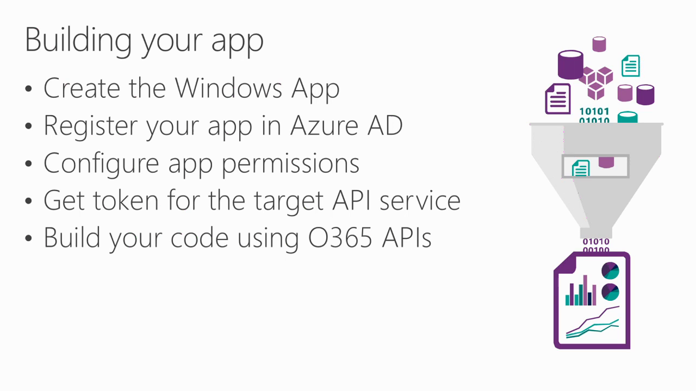So what does it take to build such an app? Well, we first need a Windows app, right? And then we need to tell Azure AD that I'm going to build an app. So that's the next step. Once you have done that, you can tell Azure AD what are the resources that you need access for this app. So it could be calendar, contacts, mail, etc. And once you have done that and set everything in Azure AD, you come back to your application and you write code to get the token for the target API service, whether it's contact or calendar.